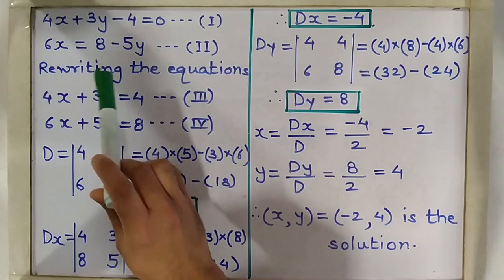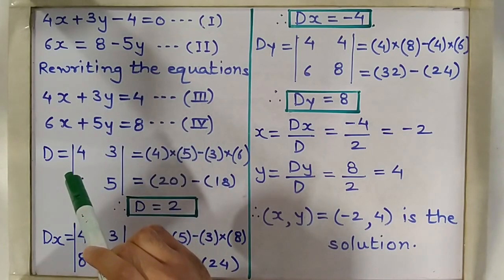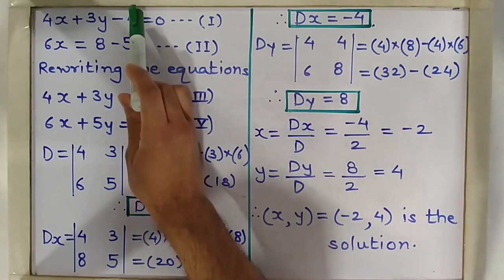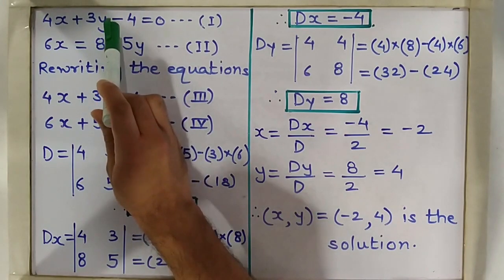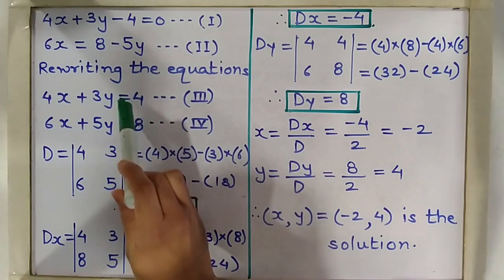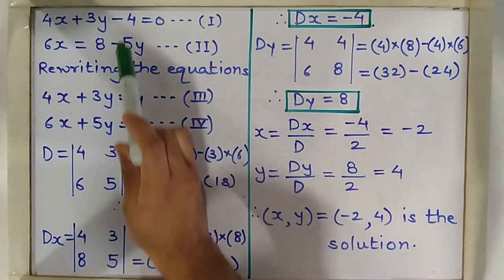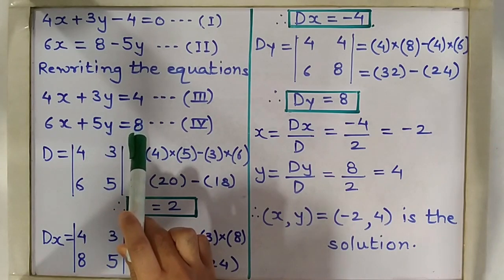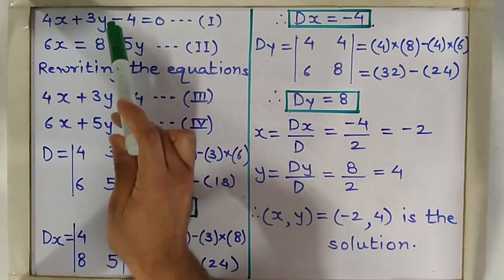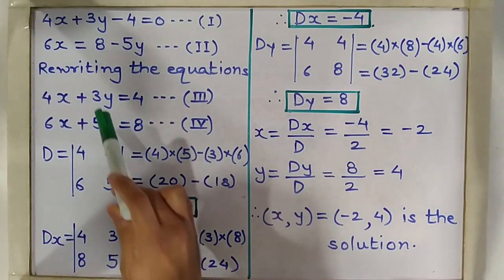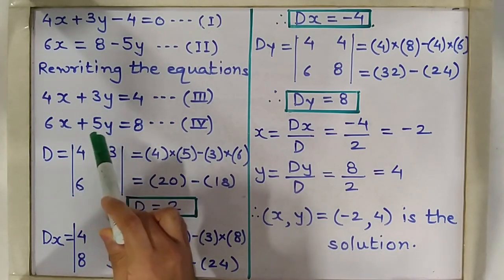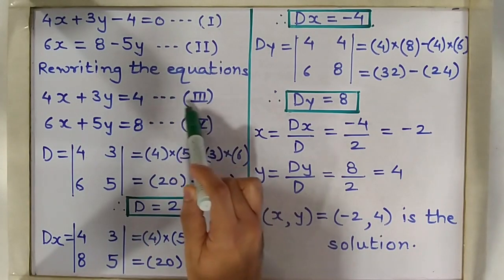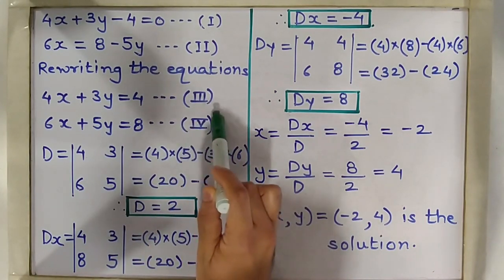So we have to rewrite the equations. So it becomes 4x plus 3y is equal to 4, this minus 4 will go on right and it becomes plus 4. And 6x plus 5y is equal to 8, as minus 5y will go on left hand side and it becomes plus 5y. We'll number these equations as equation number 3 and equation number 4.